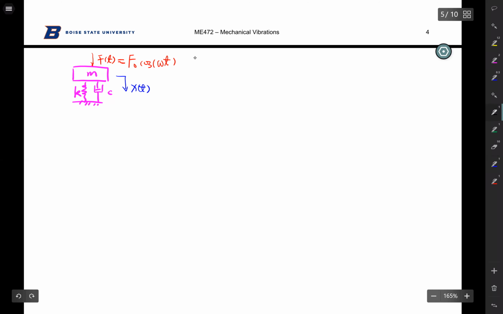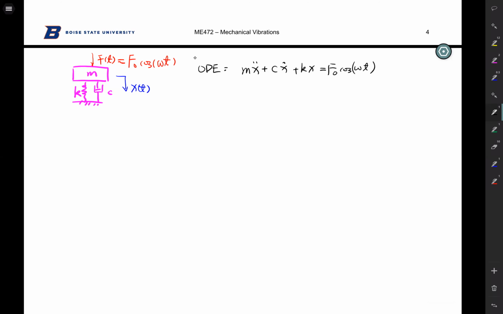If you want to describe the system using an ODE, m x double dot plus c x dot plus k x equals F naught cosine omega t. So that's our original ODE. On the left-hand side is a very typical spring mass damper system, but on the right-hand side, we have a harmonic excitation, and it's a cosine wave.